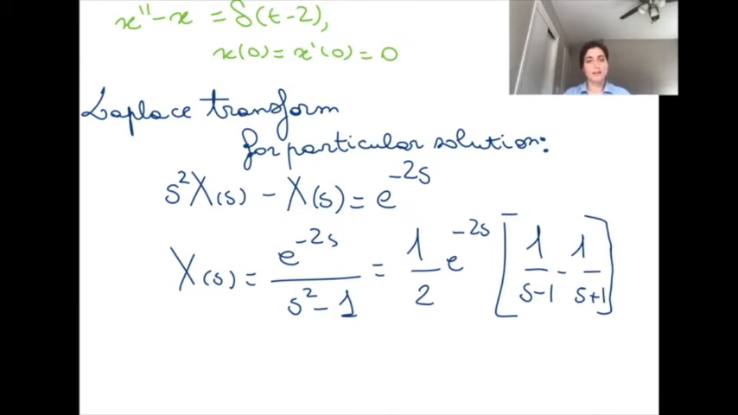We apply the Laplace transform to look for the particular solution. So as before, we don't care about the initial conditions at all, we just get rid of them. So we have that capital X(s) is the fraction of the exponential of e to the minus 2s divided by s squared minus 1. And we can split 1 over s squared minus 1 into 1 over 2 times 1 over s minus 1 minus 1 over s plus 1. This is the partial fraction approach.